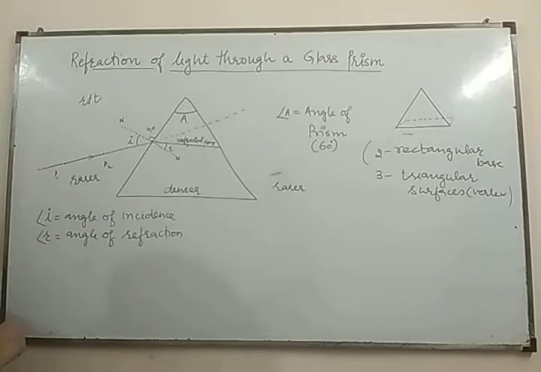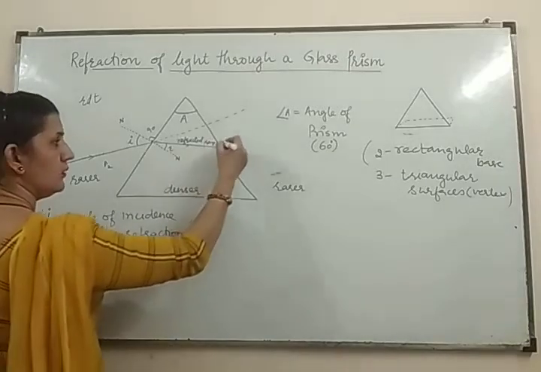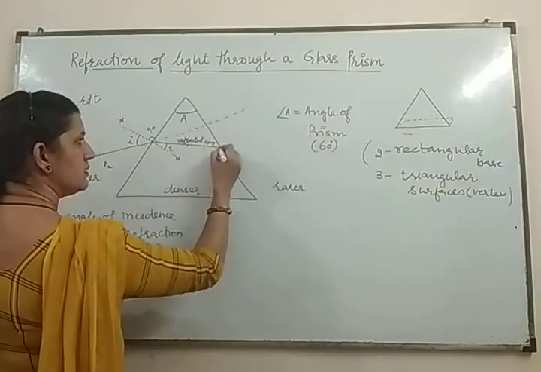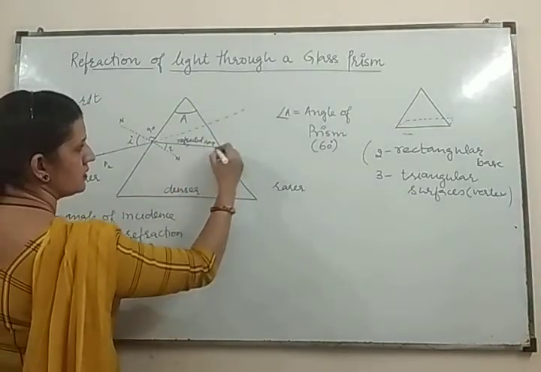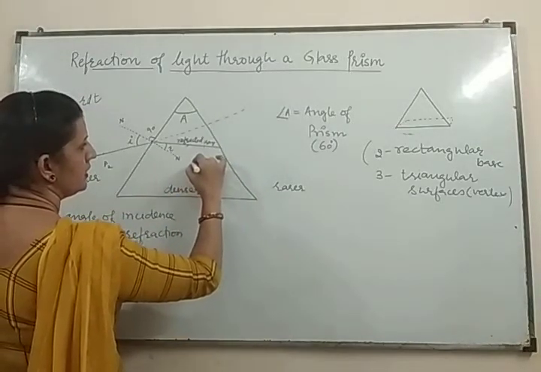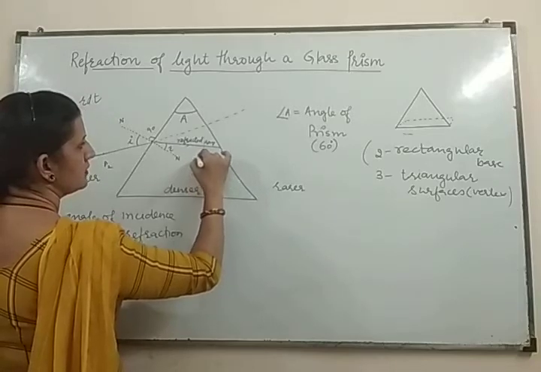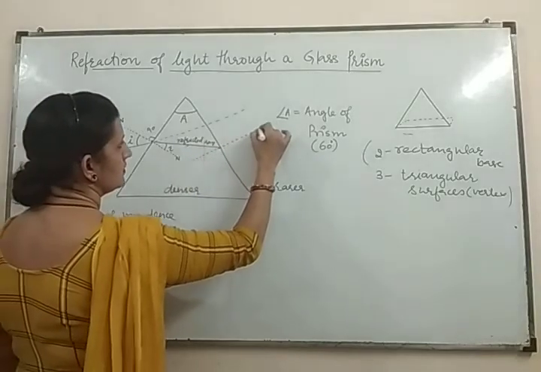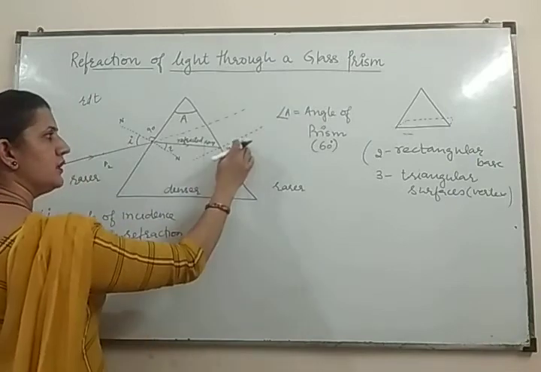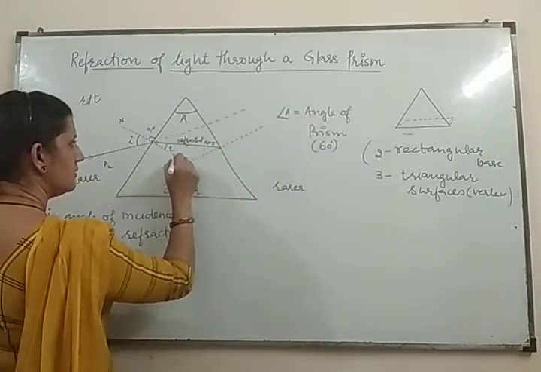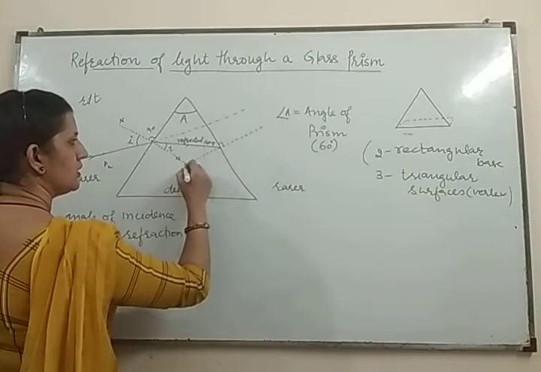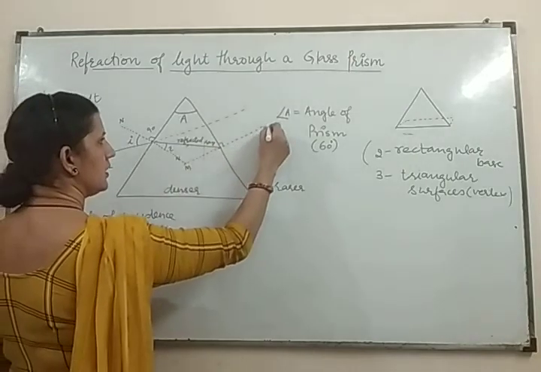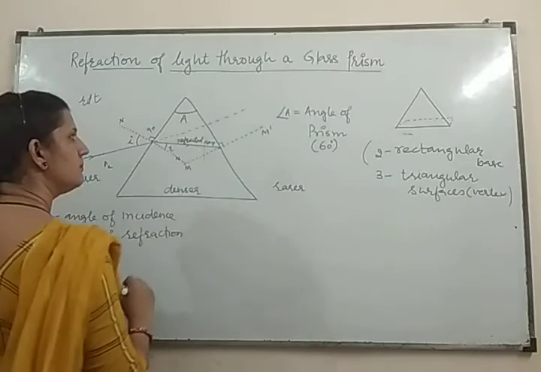Got it? Then, where at this surface the ray is striking, draw the normal on this surface. So make the 90 degree angle at this surface. This is the 90 degree angle at this surface. So this is the normal. You can say this is M dash, the normal.